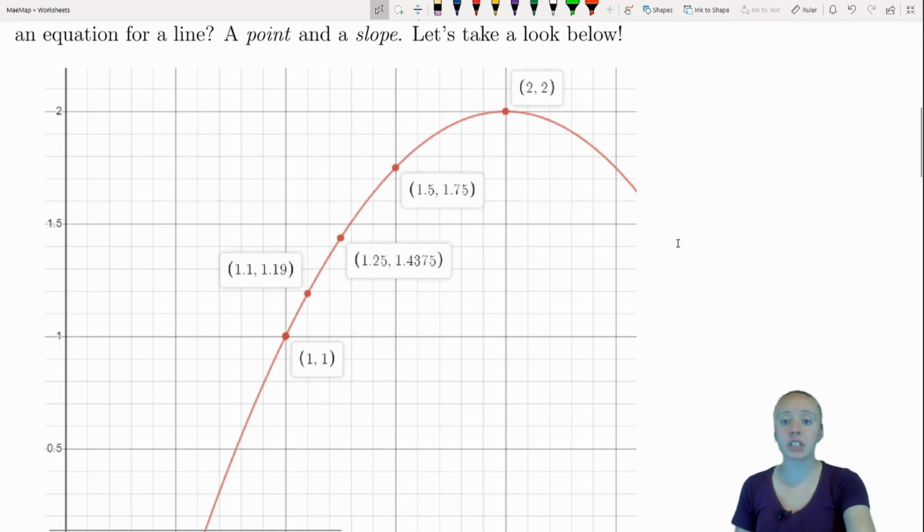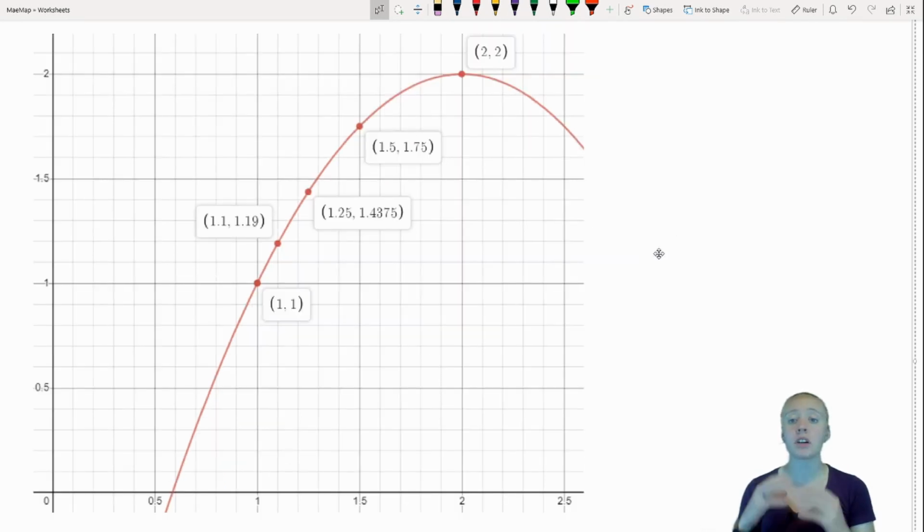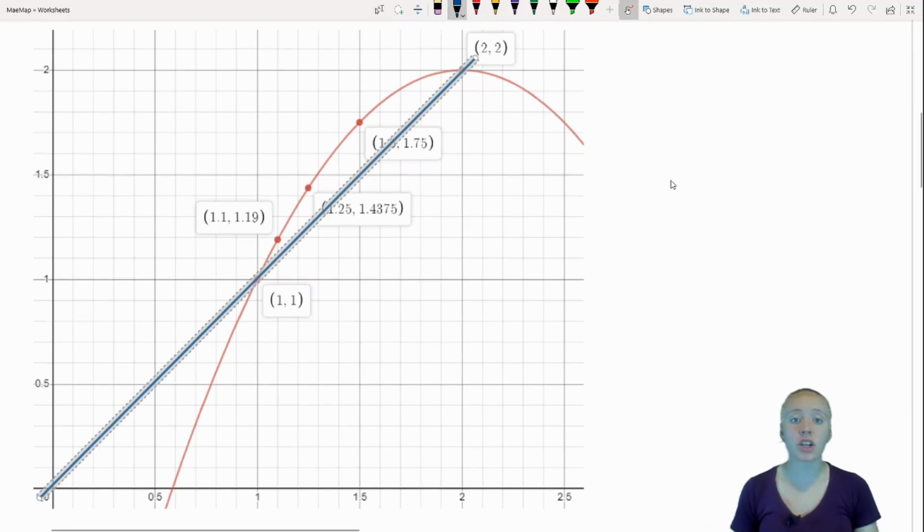Here I have some function. I don't have the equation for this function, I just have a set of points. So if I want to find the secant line that goes like so, that secant line is my line in blue. And you can see that it intersects the graph at the point (1, 1) and the point (2, 2). And it's a secant line because it's intersecting at those 2 separate points.